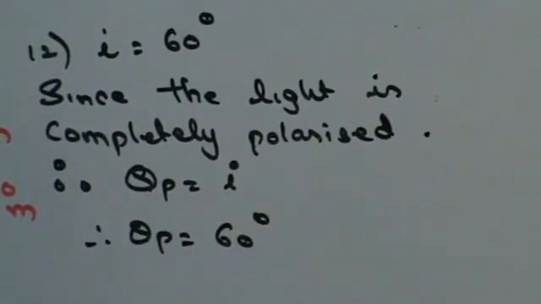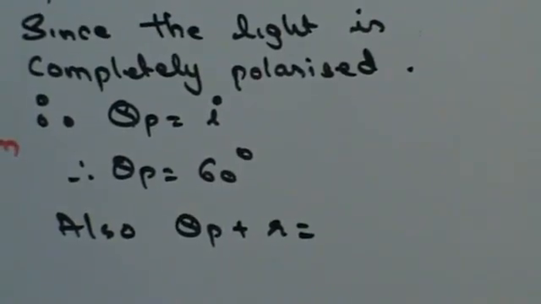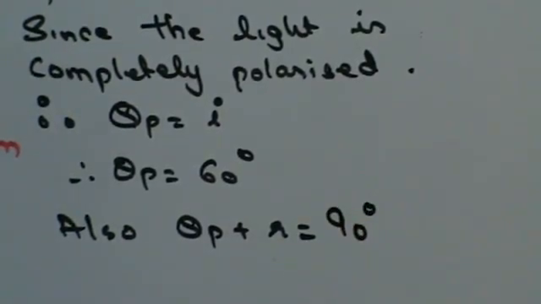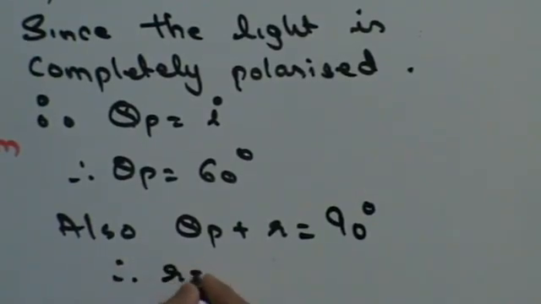Next, they have also asked you to find the angle of refraction. I can say polarizing angle plus angle of refraction. When the ray of light is completely polarized, Brewster's law states that the reflected light and the refracted light are at right angles to each other. Only then will complete polarization take place. Hence the refracted angle is 30 degrees.